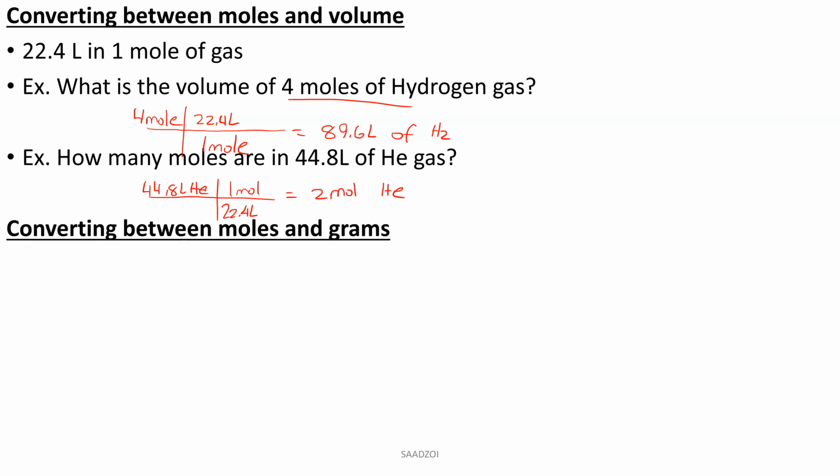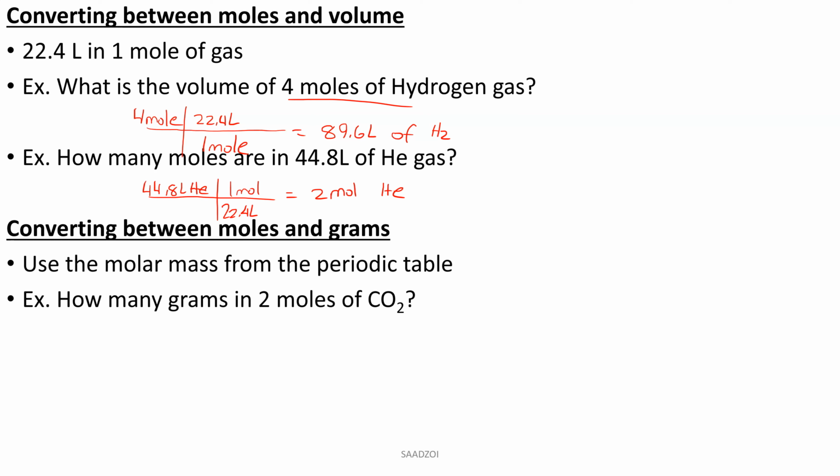What if you want to go between moles and grams? Well, we're going to use the molar mass in the periodic table. So 2 moles of CO2. So what is the molar mass of CO2? Well, first let's put our given information, make a little T-chart like we usually do. And now let's get the mass.